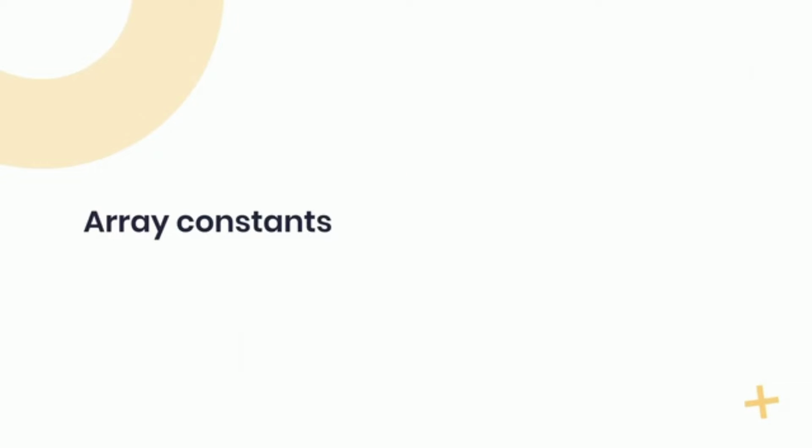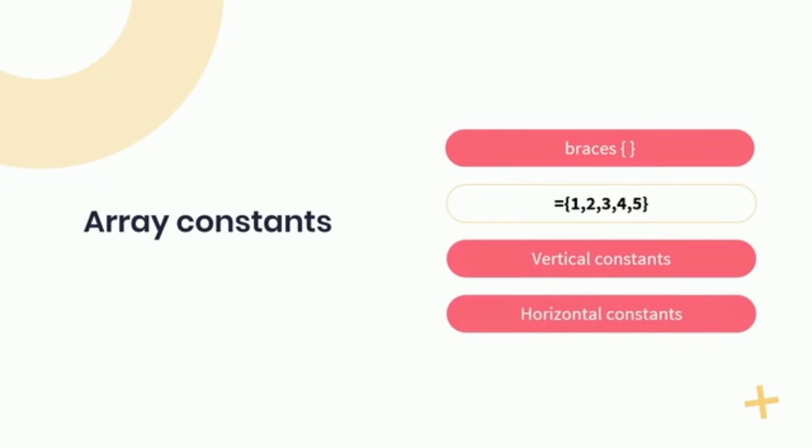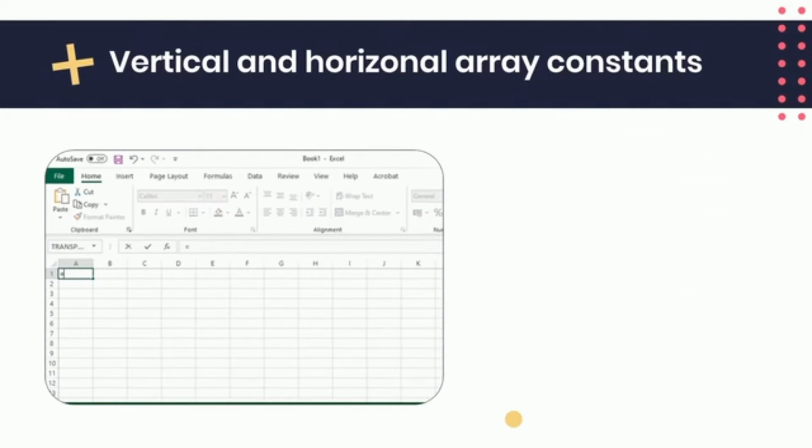Array constants are components of the array formula. You can create an array constant by entering a list of items and then manually surrounding them with curly brackets, like this. For example, 1, 2, 3, 4, 5. You can create both vertical and horizontal constants in arrays, either manually as above or by using a sequence formula. So let's take a look. What exactly would this look like?